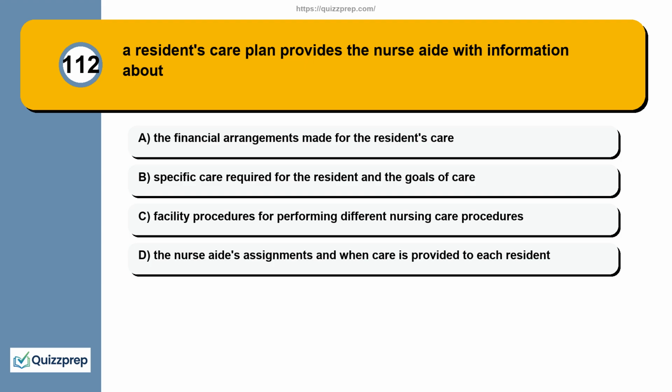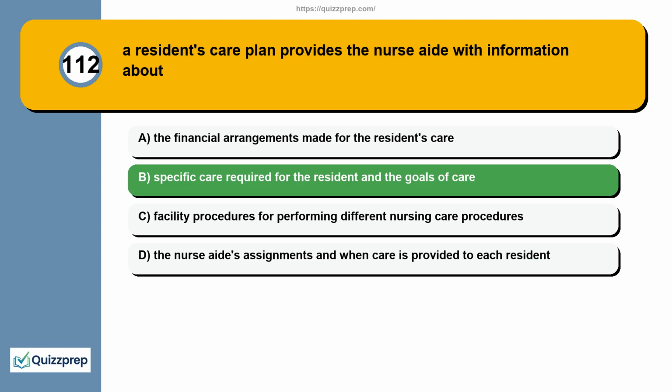Option B, specific care required for the resident and the goals of care. Option C, facility procedures for performing different nursing care procedures. Option D, the nurse aide's assignments and when care is provided to each resident. The correct answer is option B, specific care required for the resident and the goals of care.